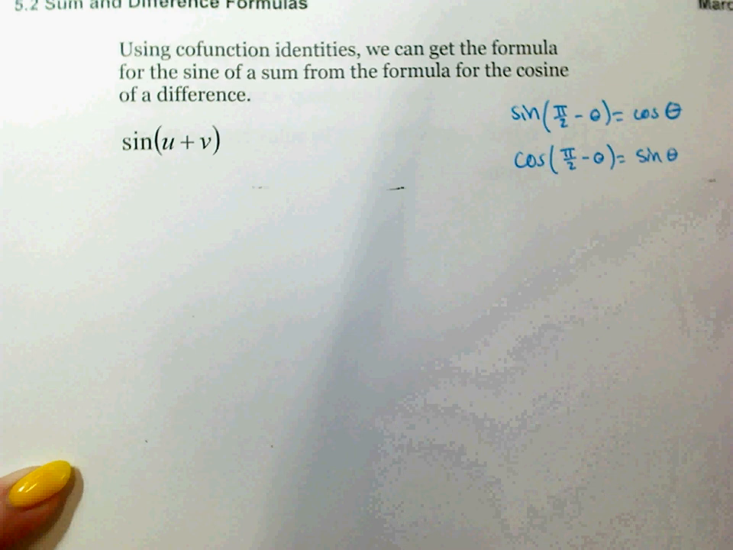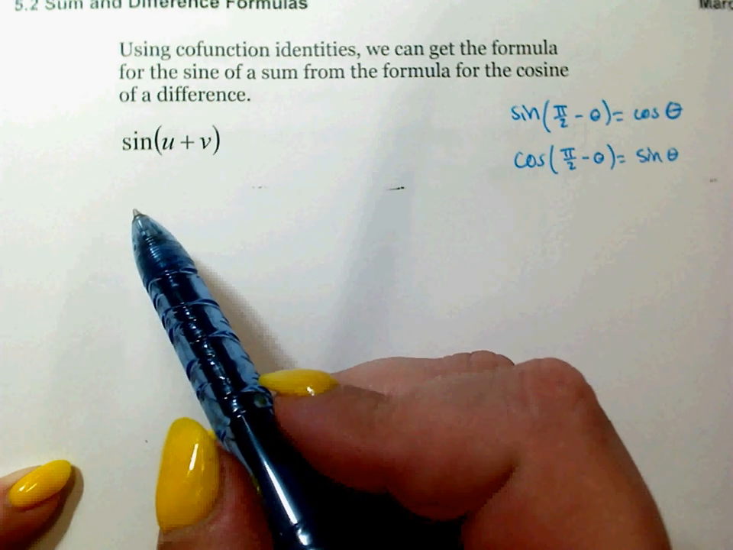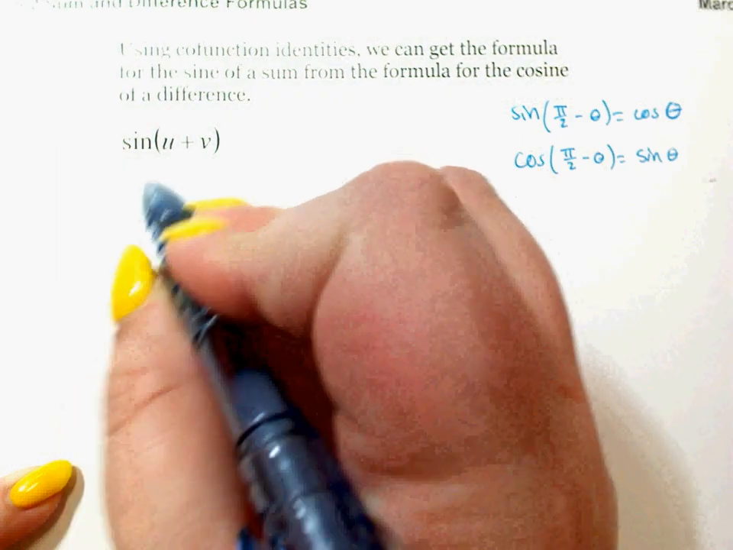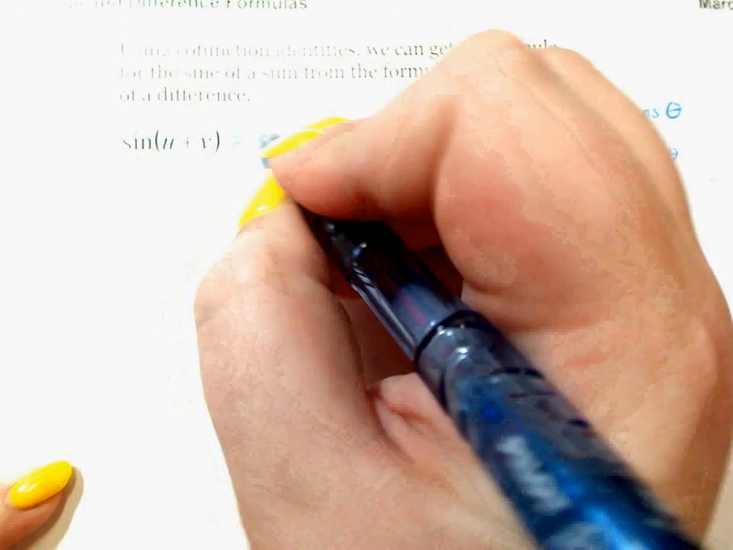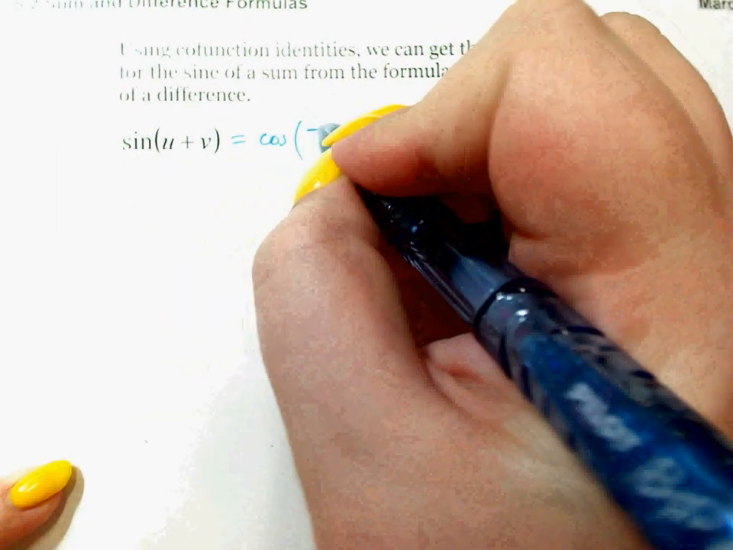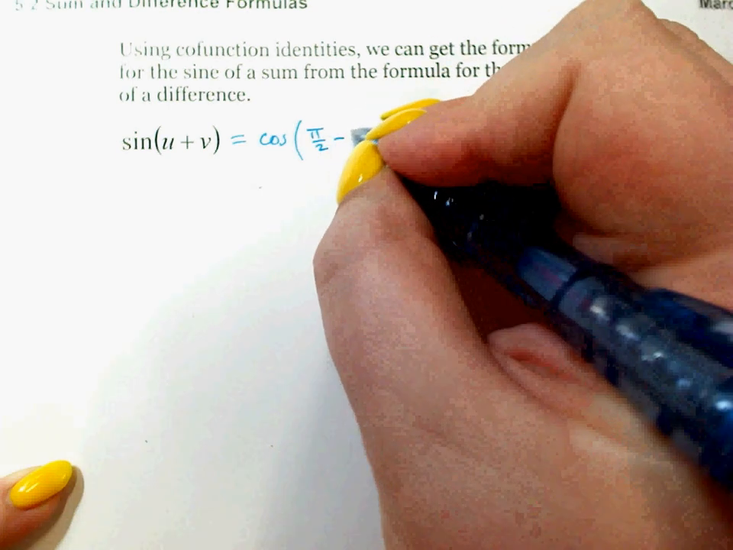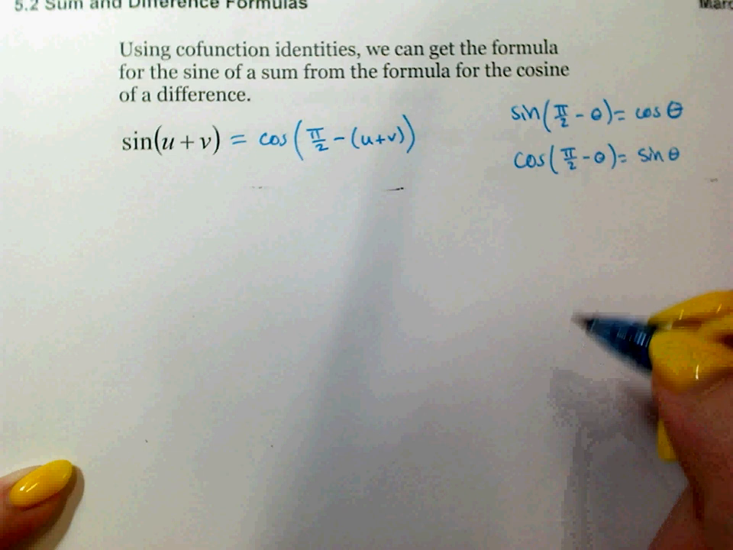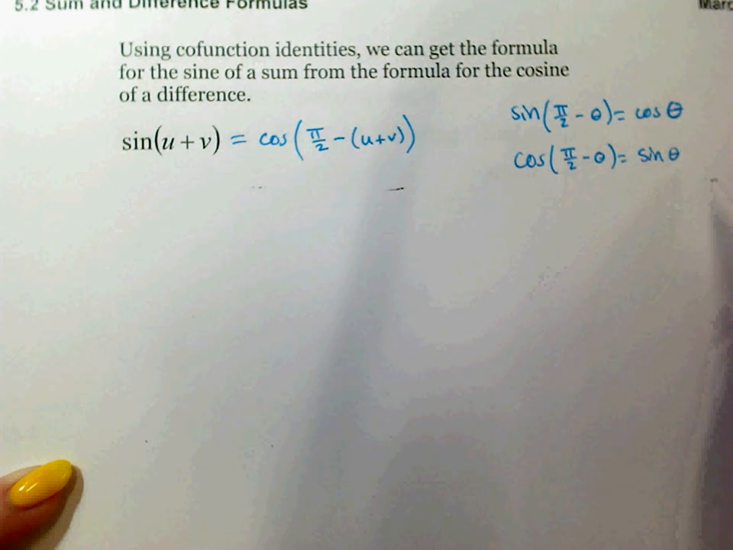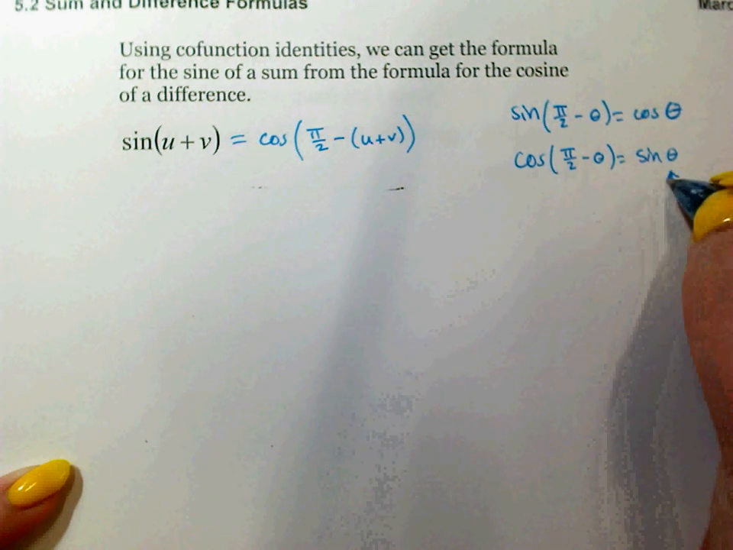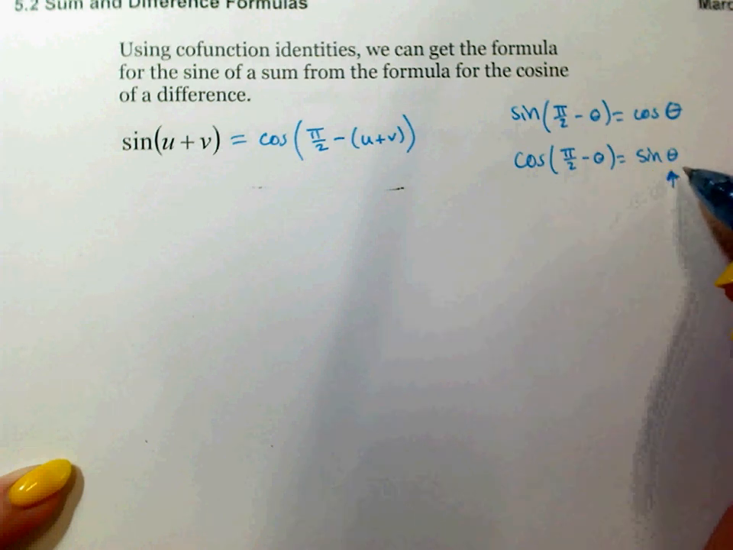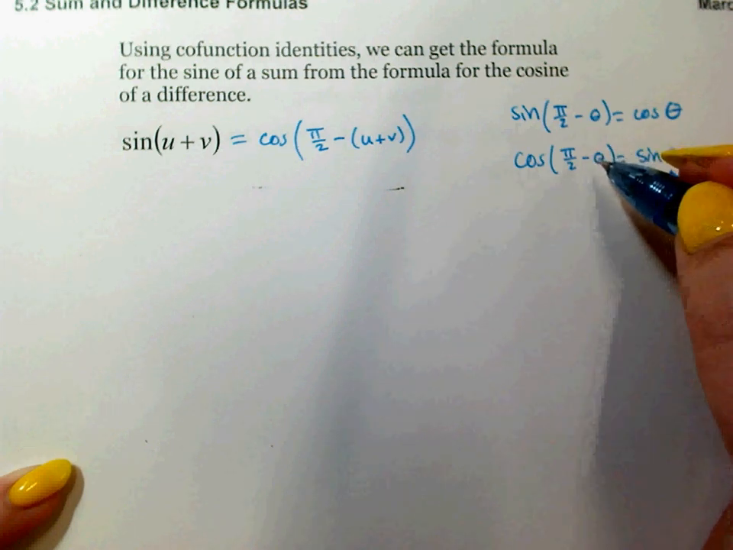So what I want to do is rewrite this in terms of its cofunction. So sine of u plus v is equivalent to cosine of pi over 2 minus u plus v. Sine of any angle is equivalent to cosine of pi over 2 minus that angle. So if theta is u plus v, then that's pi over 2 minus u plus v.